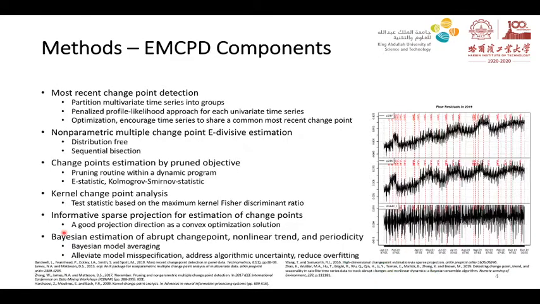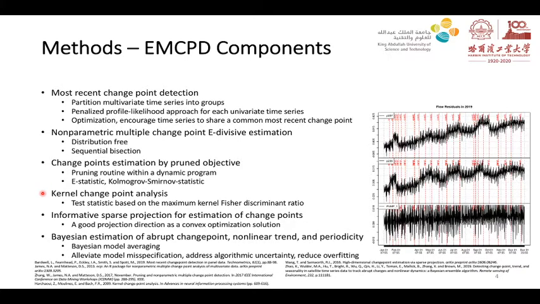In terms of the MCPD components, we employed 6 algorithms to vote. The first one is the most recent change point detection. The second one is a nonparametric version. The third one involves pruning the objective, which is involving dynamic programming. The fourth is a kernel one.